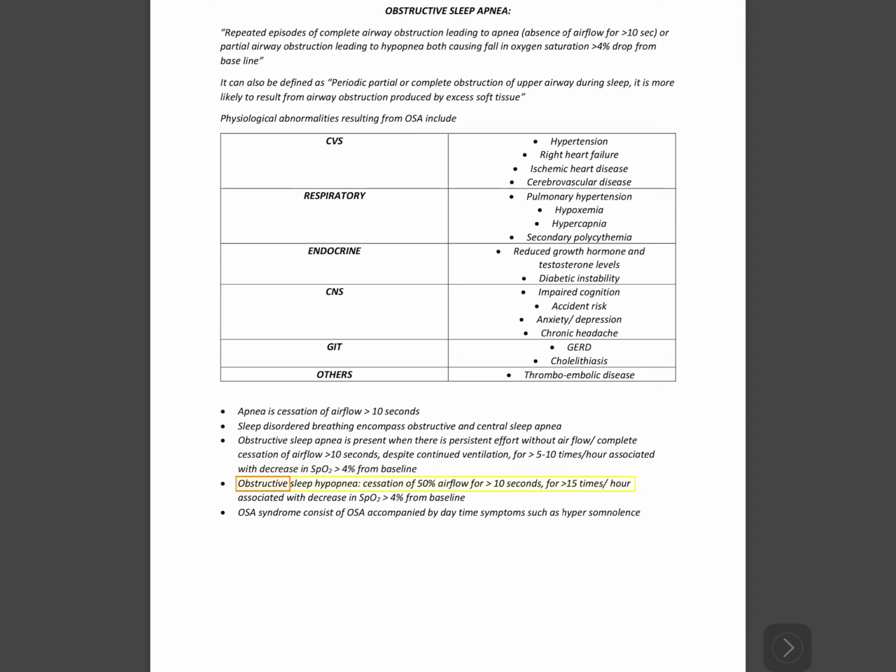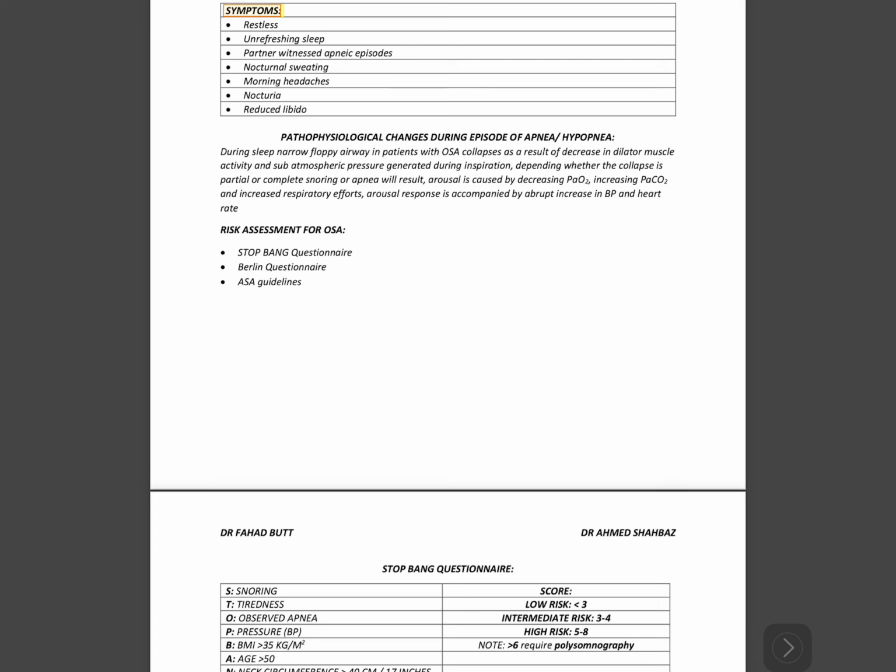from baseline. Obstructive sleep hypopnea is cessation of 50% airflow for 10 seconds, more than 15 times per hour, associated with a decrease in SpO2 of more than 4% from baseline. OSA syndrome consists of OSA accompanied by daytime symptoms such as hypersomnolence, restless unrefreshing sleep, partner-witnessed apneic episodes, nocturnal sweating, morning headaches, nocturia, and reduced libido.